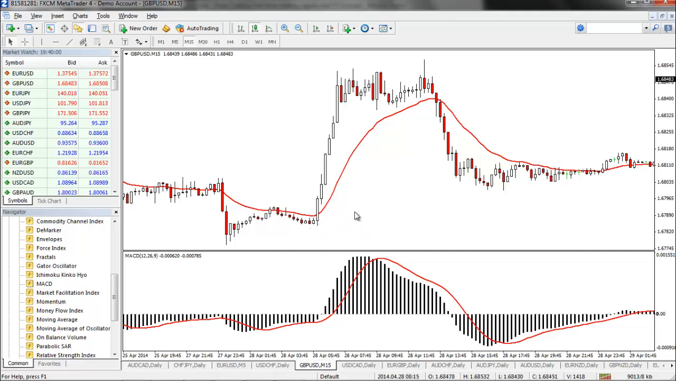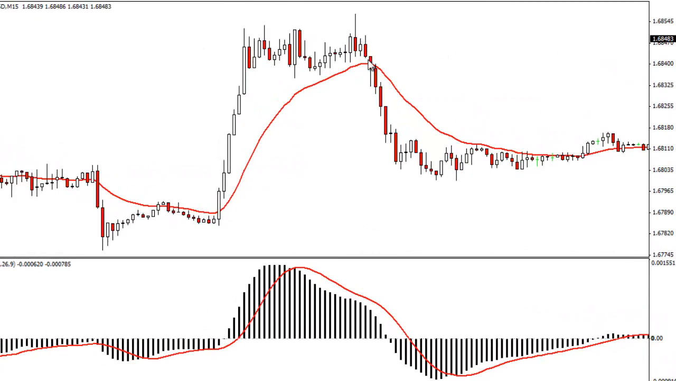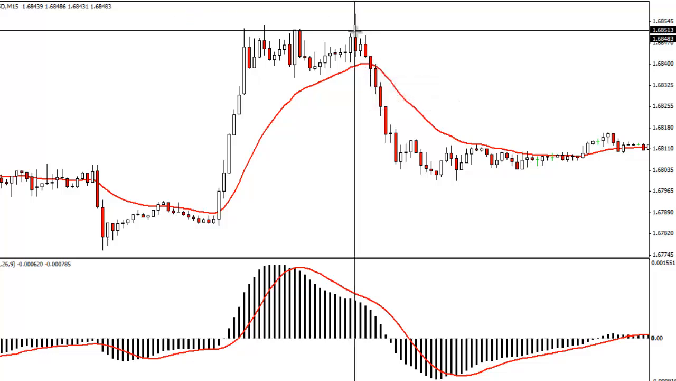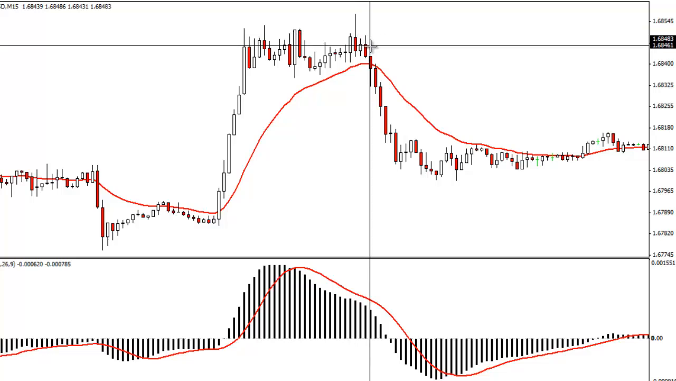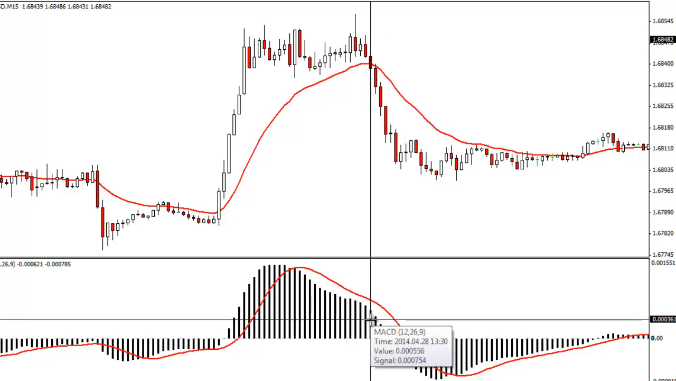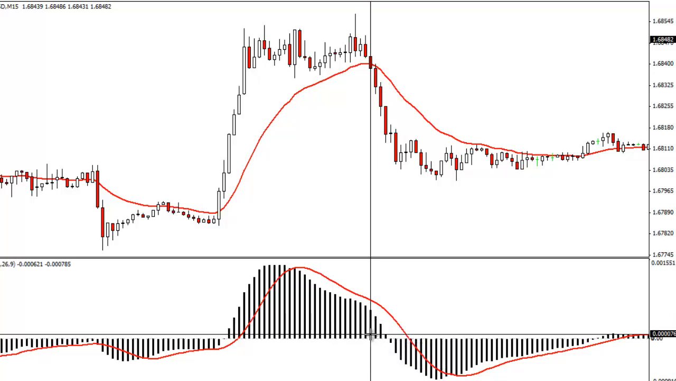In a similar way, the strategy for a short position is to wait for the price to cross the exponential moving average in the downward direction. So first wait for the price to be above the exponential moving average, and it should be crossing the exponential moving average in the downward direction. So if you see at this point, the price is crossing the exponential moving average in the downward direction. At the same point, the MACD indicator also should be crossing the zero level in the downward direction.